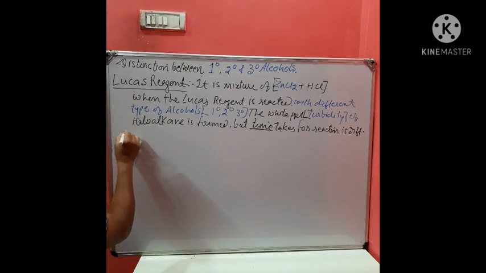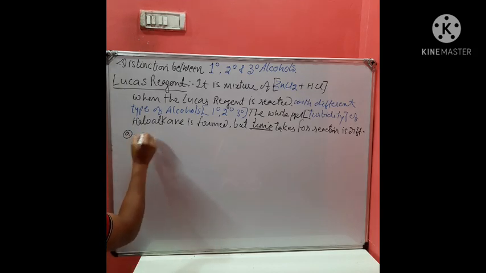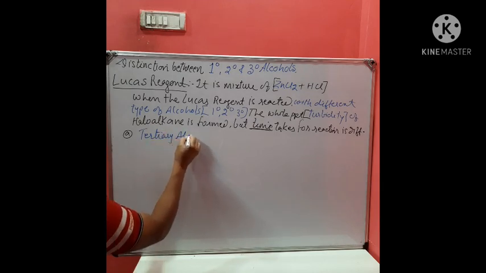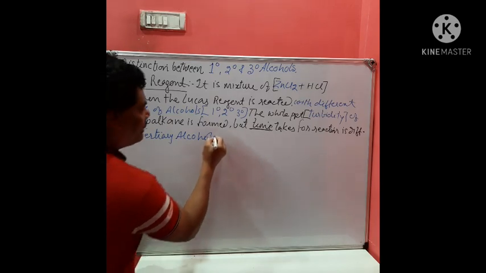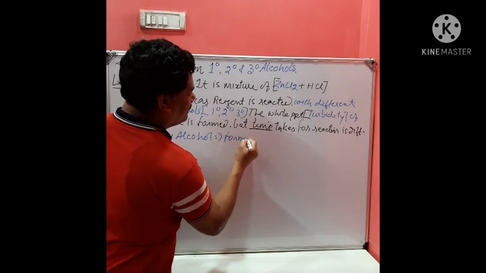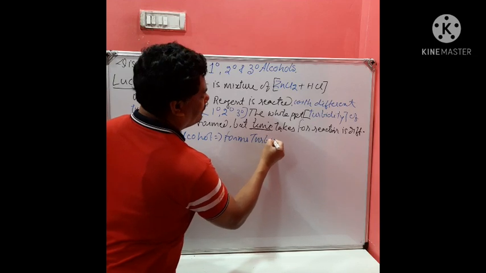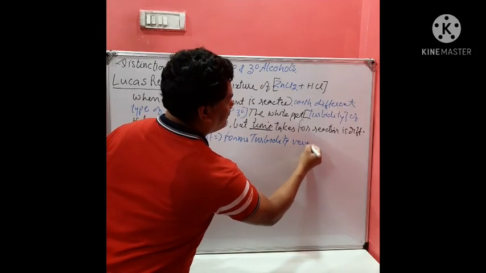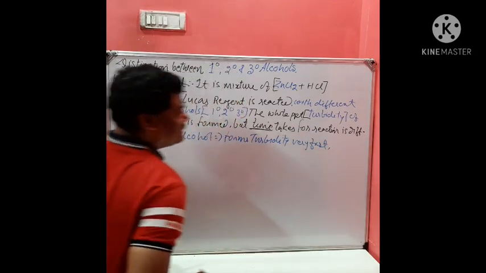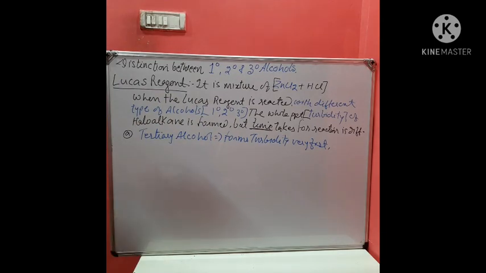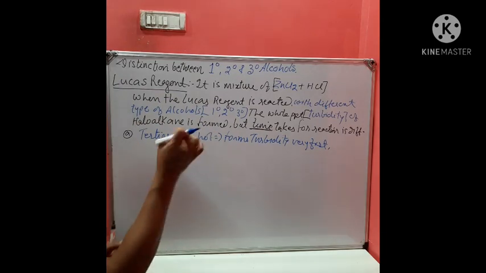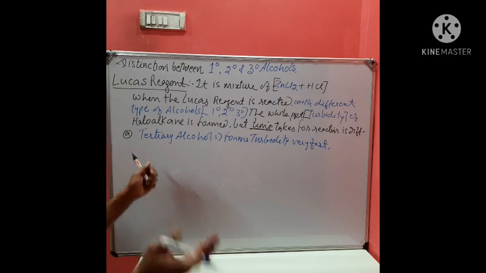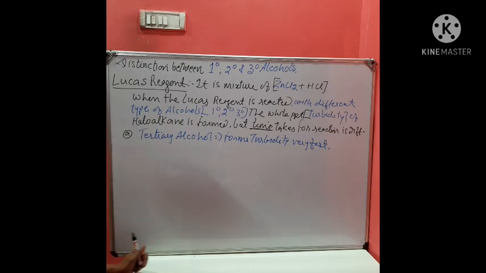Like number A, tertiary alcohol forms turbidity very fast, that is, within 5 minutes. As soon as you add tertiary alcohol and Lucas reagent, you will find that the turbidity is getting formed very fast.